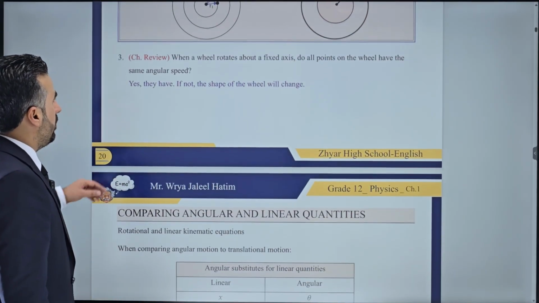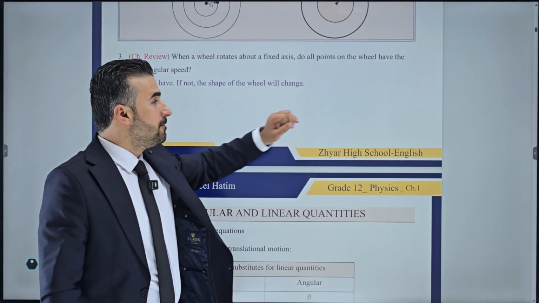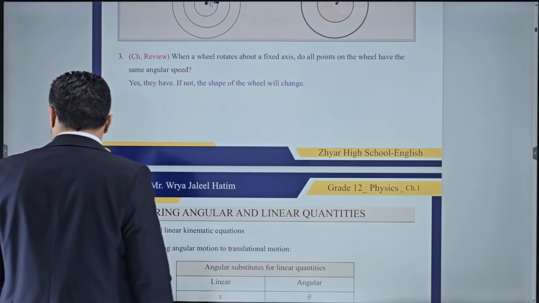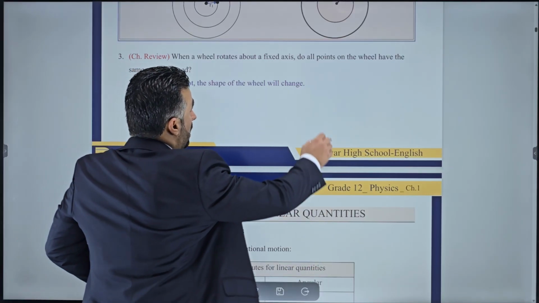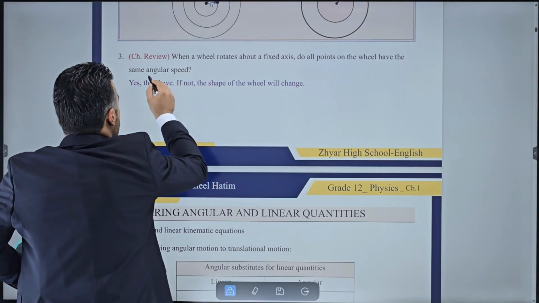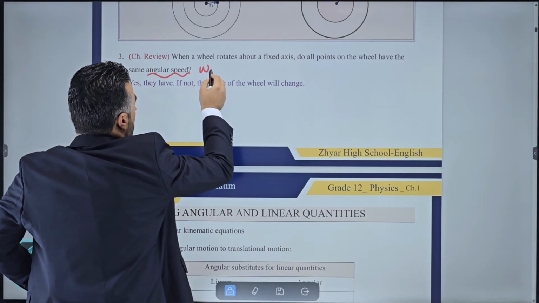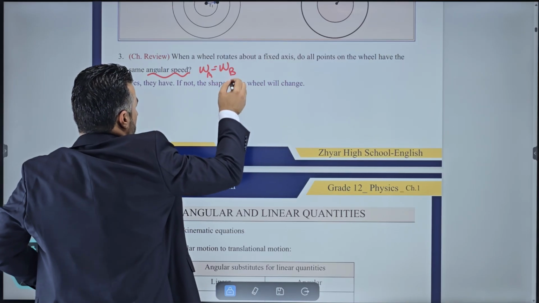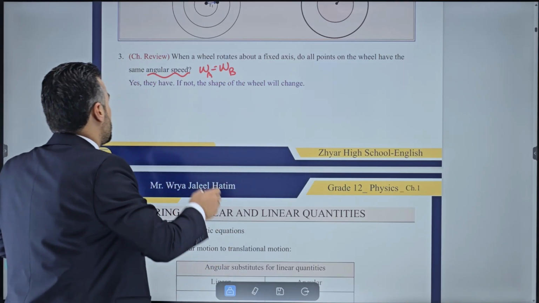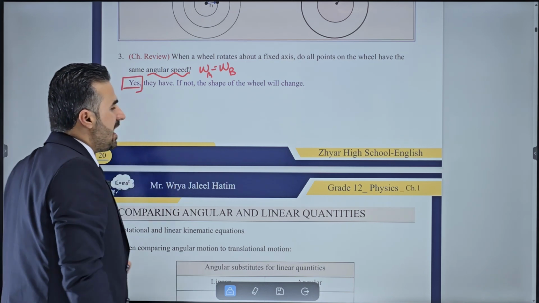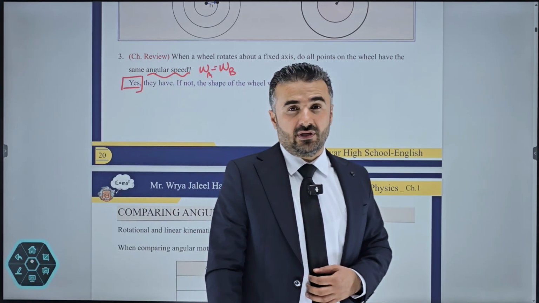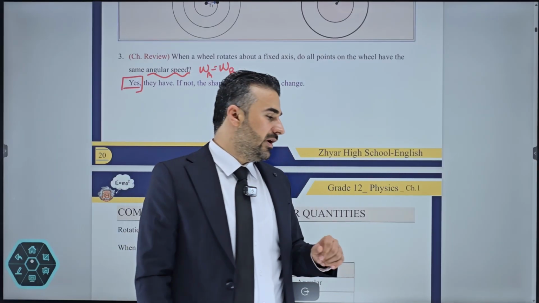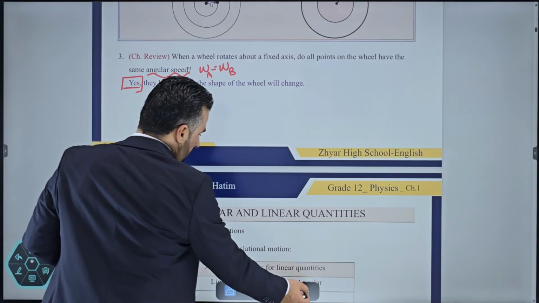Now we have a chapter review question. This has been in Wuzari as well many times. It says, when a wheel rotates about a fixed axis, do all the points on the wheel have the same angular speed? All right. For example, let's say we take 2 points. Does point A and point B have the same angular speed? The answer is yes, right? What will happen if they don't have the same angular speed? We'll say the shape will lose rigidity or the shape will deform. Well done.